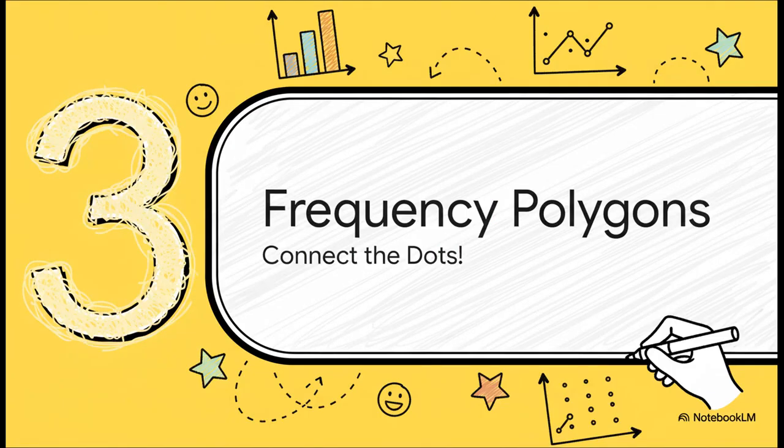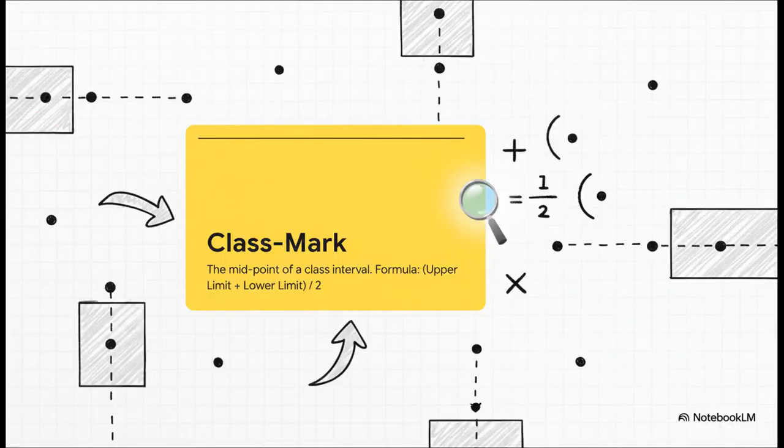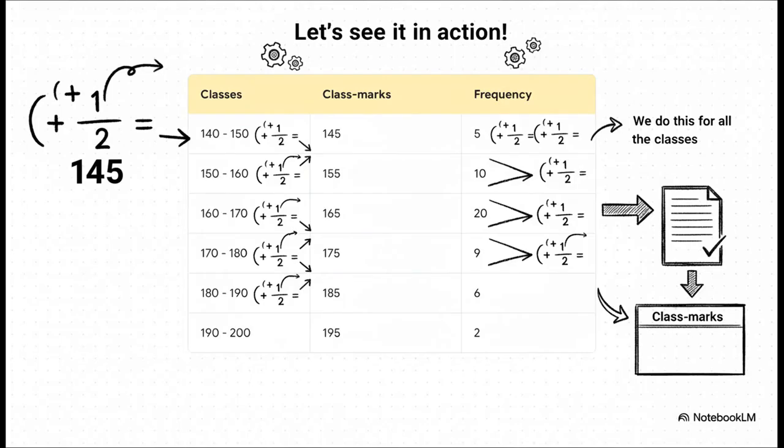Our third and final graph type is the easiest of all, I promise. We just have to connect some dots. Okay, so first, we need to find the dots we're going to connect. And for that, we need to find the class mark for each class interval. And look at this very simple formula. You just add the upper limit and lower limit and divide by 2.